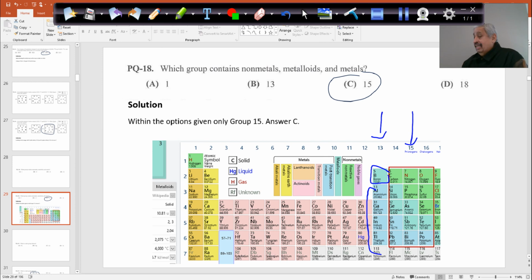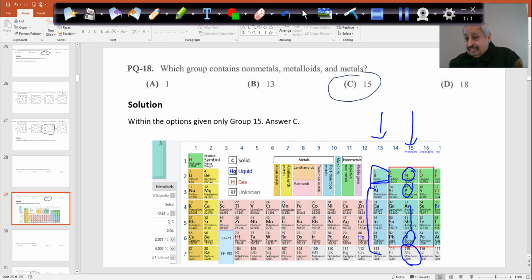However, at 15, you start to have the non-metal here, non-metal here. Now the metalloids will kick in, and then you have the heavy metal bismuth. And then the new one here, the 115, that's just a metal. So the 15 has all 3 kinds. It starts with non-metal, then goes to metalloids.